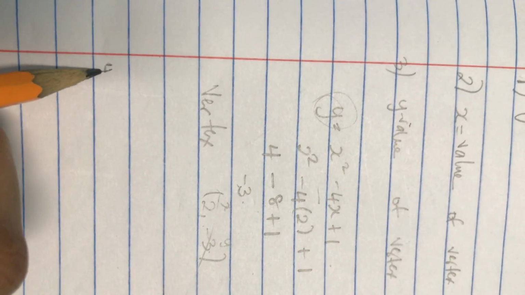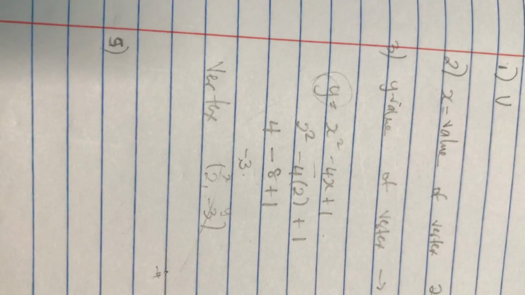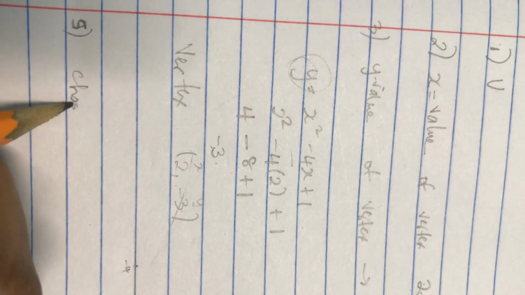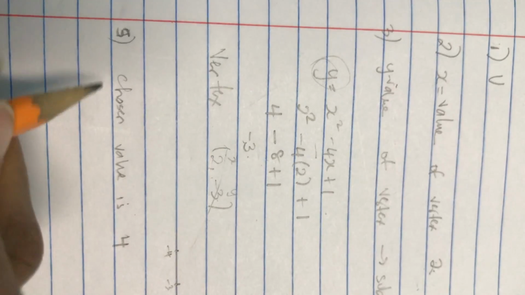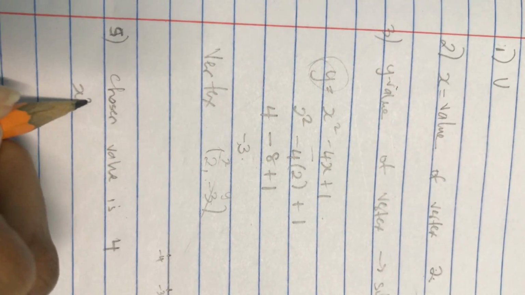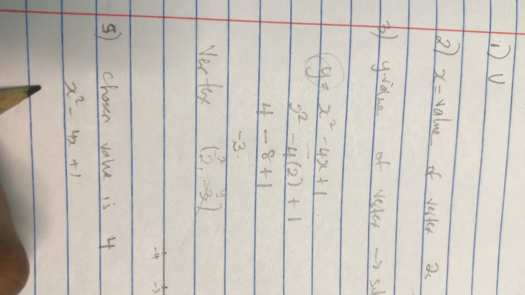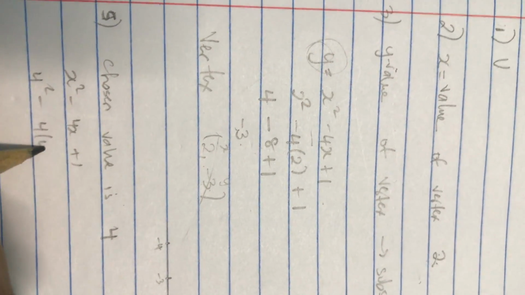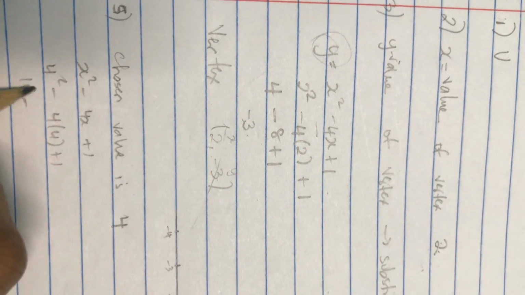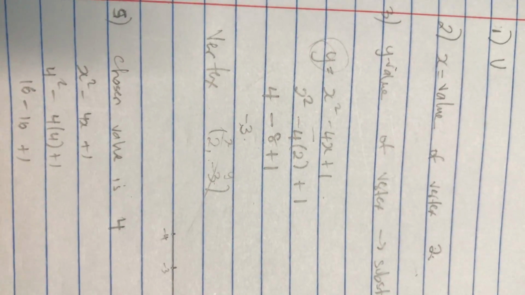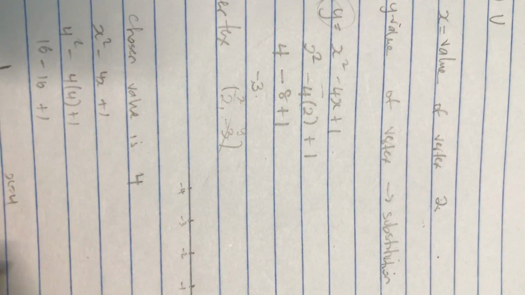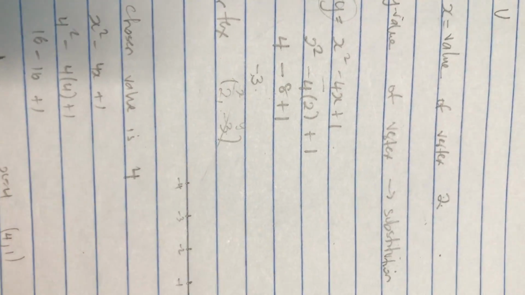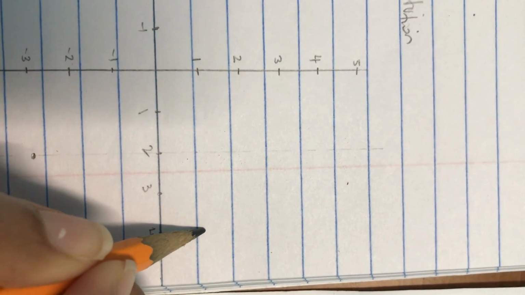So step 5, I'm choosing 4. And then I'm going to plug that into my equation, x squared minus 4x plus 1. So 4 squared minus 4 times 4 plus 1. So 16 minus 16 plus 1. So the answer is 1. So my point now is x equal to 4, y equal to 1, or (4, 1). And I can plot that. 4, and here is the 1.